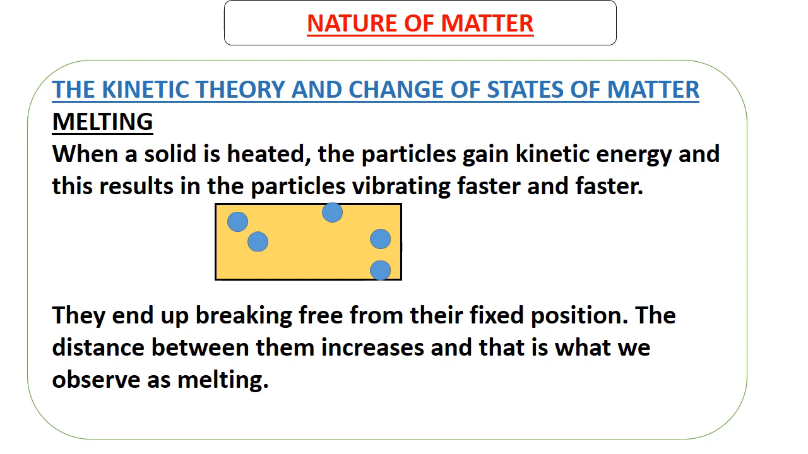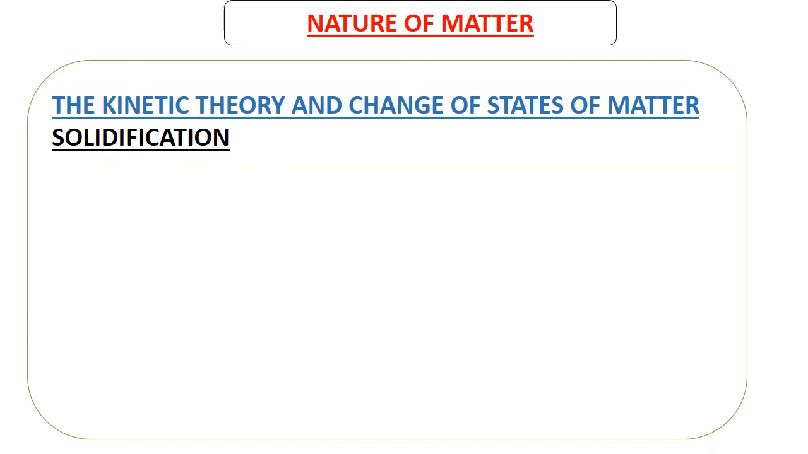Because the distance between the particles will be like that of liquids, that's why the solid substance will be seen changing into a liquid substance, because of the spaces that have increased in between the particles. So we have learned how melting occurs using the kinetic theory.